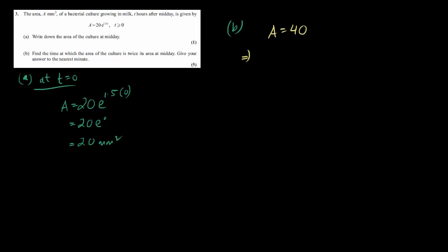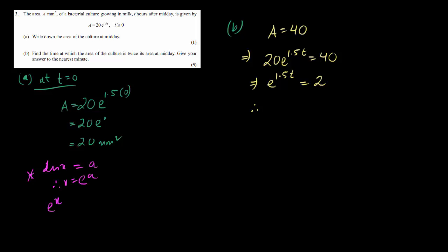So we have to find the value of time to the nearest minute. Remember, time means time, meaning after midday, 12 past what? So this is going to be 20 e to the power 1.5 t equals 40. So this is going to be e to the power 1.5 t equals 40 by 20 is 2. Therefore, now you have to remember this rule. If you have ln x equals a, then x equals e to the power a, and if you have e to the power x equals b, then x equals ln b, and that is the rule. So this is going to be 1.5 t equals ln 2.